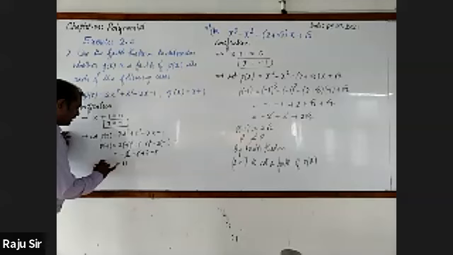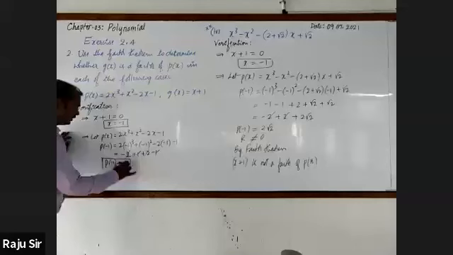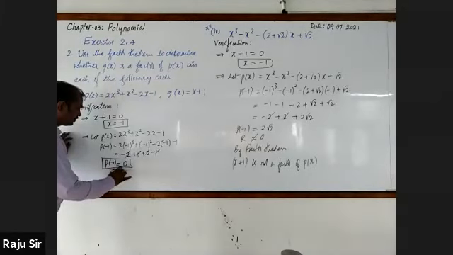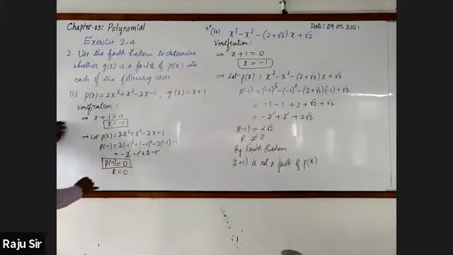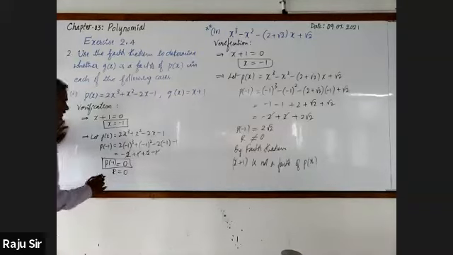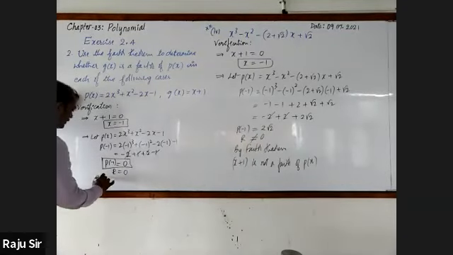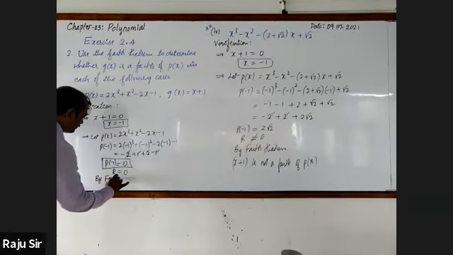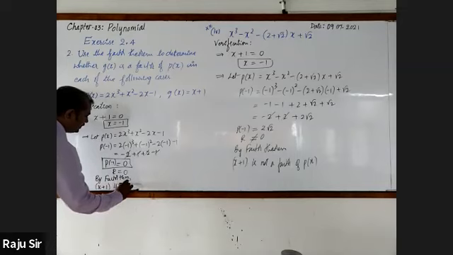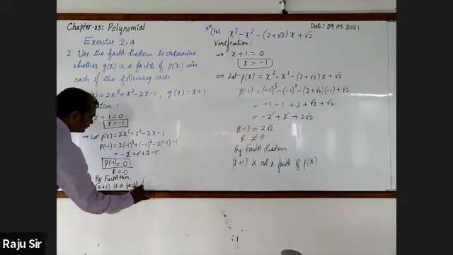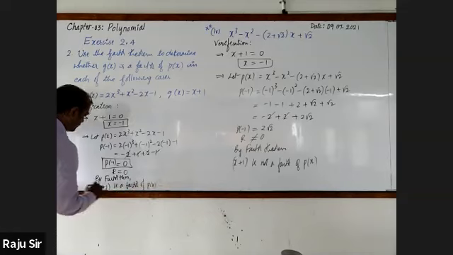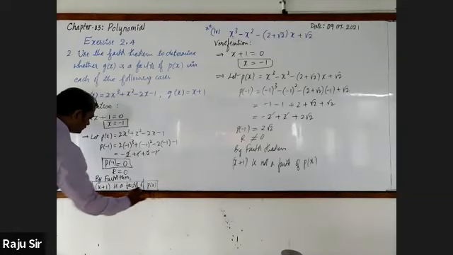P of minus 1 is 0, which is nothing but the remainder. Remainder is equal to 0. So according to the factor theorem, if the remainder is 0, then x minus a is a factor of p of x. Here you can say x plus 1 is a factor of p of x. By factor theorem, x plus 1 is a factor of p of x.